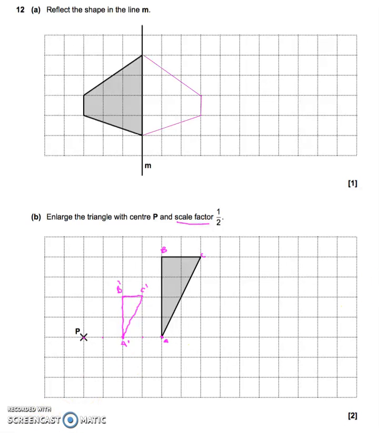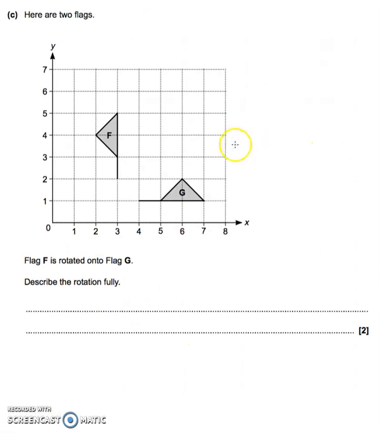Okay, right. The third part to this question is C. We've got 2 flags, and the 2 flags are exactly the same. F has rotated onto flag G, so you've already been told that it's rotated, so that's good. We need to fully describe the rotation. A way of doing that is a bit of a faff, but we can use tracing paper. I'm just going to bring in the piece of tracing paper that I've made for this question. I've drawn the shape over the top again as accurately as I possibly can, and it's rotated.